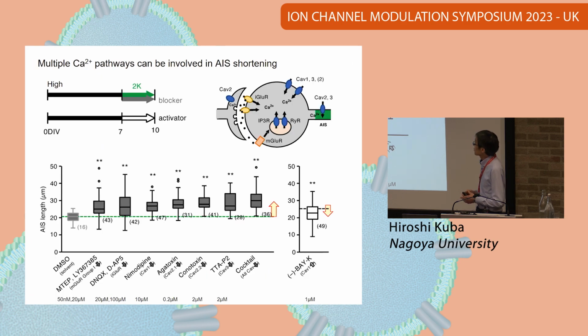So the AIS shortening is expected to occur via elevation of intracellular calcium due to activation of glutamate receptors and voltage-gated calcium channels. So we added specific blockers of these molecules in the medium for 3 days during the high potassium treatment and found almost all the blockers occluded the AIS shortening, suggesting that calcium influx through multiple pathways contributes to this shortening during this condition.